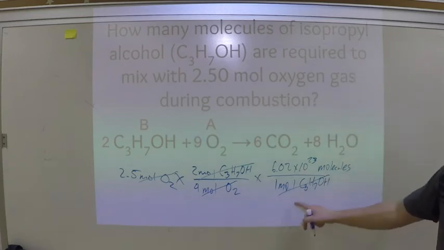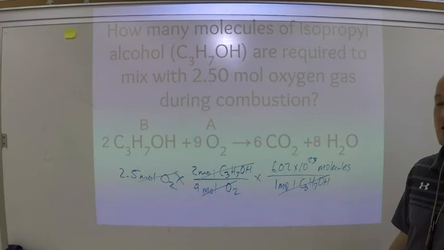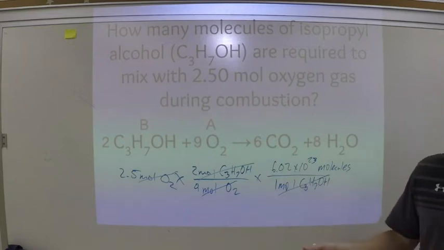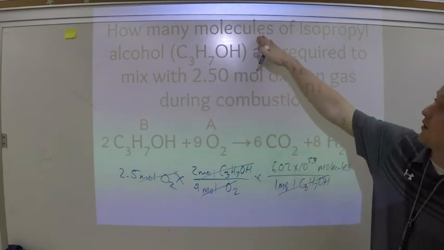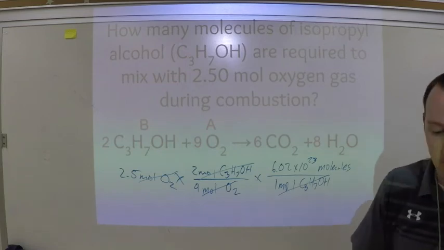And again, the reason why is because in every 1 mole of C3H7OH, there's 6.02 times 10 to the 23rd molecules. And that should be it. We did 2 conversions. It asked us to find molecules, and our units left are in molecules. So now we just need to do our calculation.